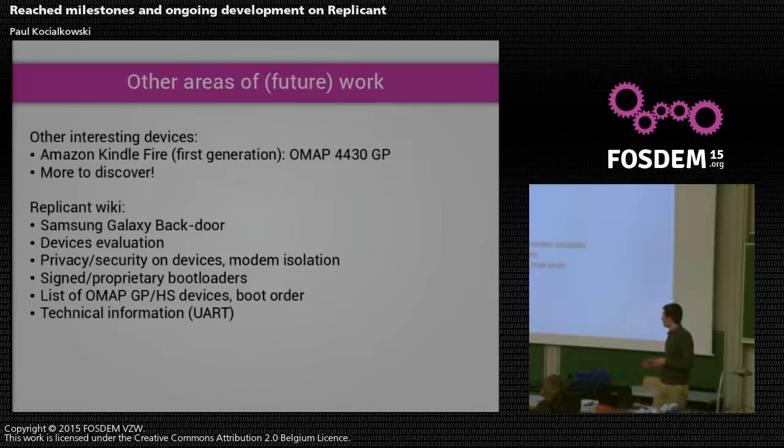Also, I'd like to update the Replicant wiki so that it would have stuff for device evaluation. So how do you find out whether your device is good or not? That would be interesting. Have a bit of documentation about how each device is flawed regarding privacy and security, and also modem isolation. Make a list of which devices have signed and non-free bootloaders, all that stuff, and how to get UARTs and stuff. So that's something to do.